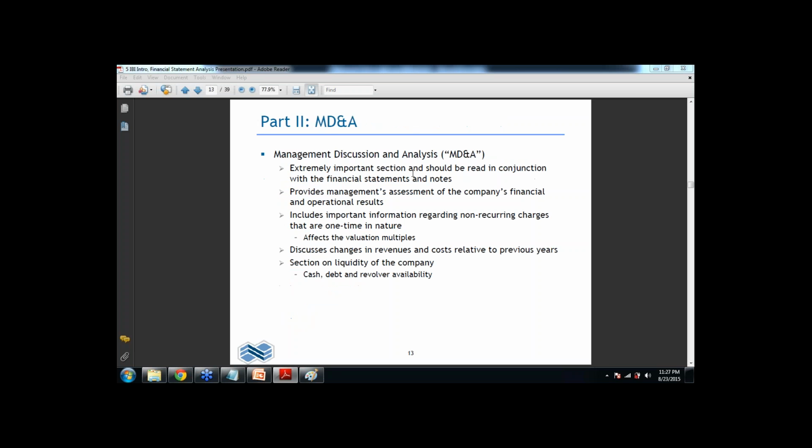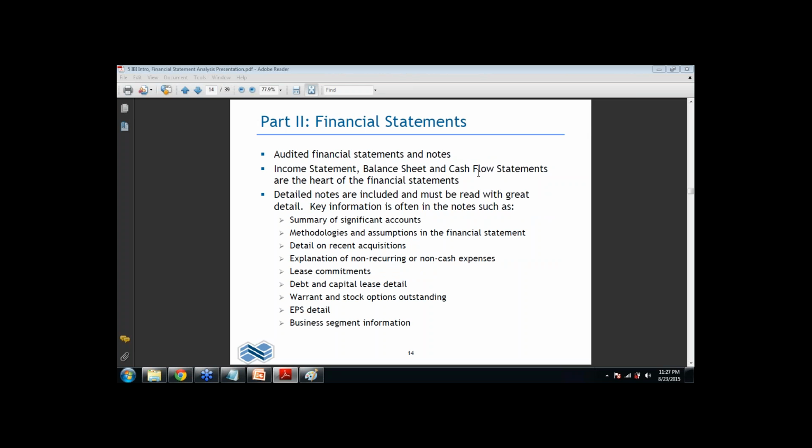Then we have the management discussion and analysis over here. All right, so there is a discussion of the revenues and then the cost and then the liquidity of the company, meaning how much cash there is, basically the cash, what are the assets. Then we have the financial statements. So we discussed the three different financial statements, right? All those financial statements should be present in this report. All the three financial statements have to be present.